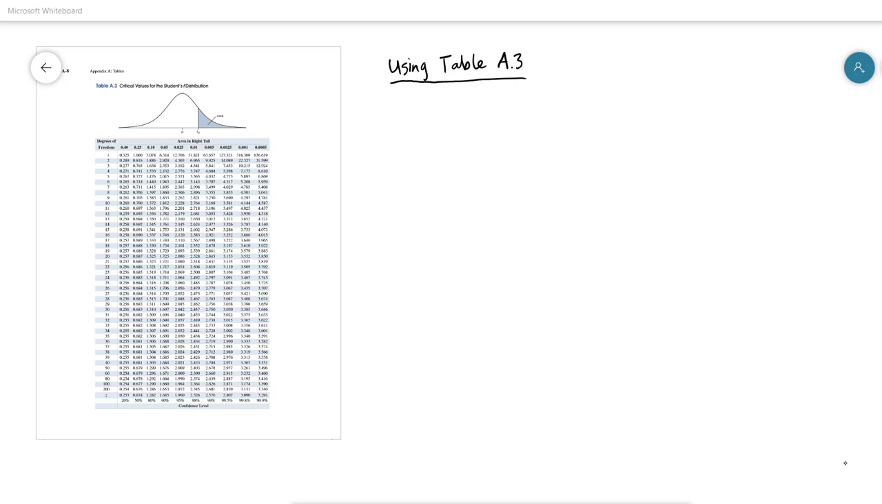In this video, I want to give you a sense of the way that we can use table A3 to find the critical value for a confidence interval. So that's the whole point for the time being of using table A3. It's for finding the critical value.